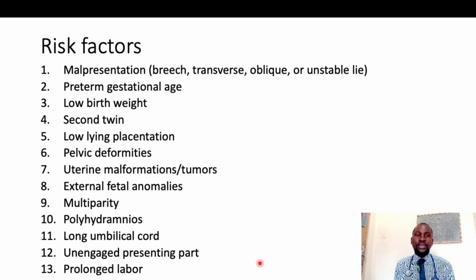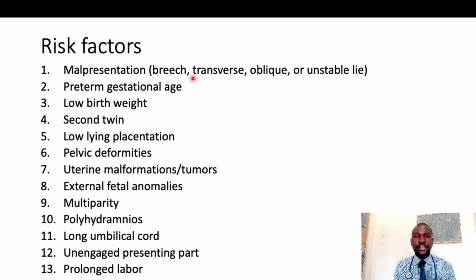Number one, the risk factors. In most of these conditions I'll mention, the presenting part does not adequately fill the pelvis. And so there will be room left for a prolapse to occur. So number one, malpresentation. You may have a breech presentation, a transverse lie, an oblique lie, or even an unstable lie.